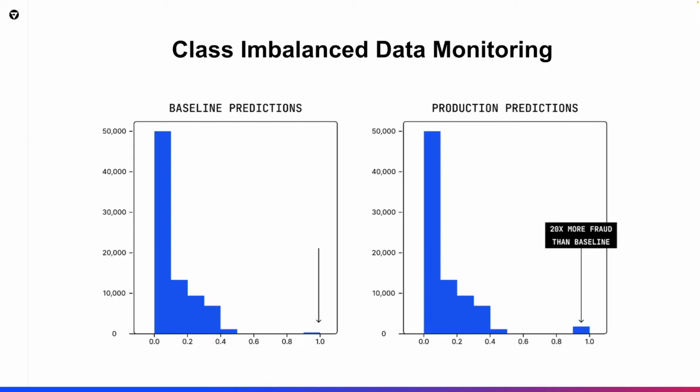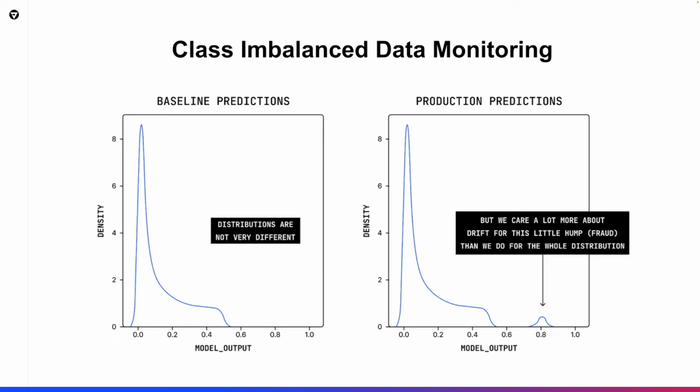Now consider the case where we have an unexpected surge of fraudulent behavior in production. In this diagram, we can see that the number of high probability predictions has increased 20 times when compared to the predictions made on the baseline data.